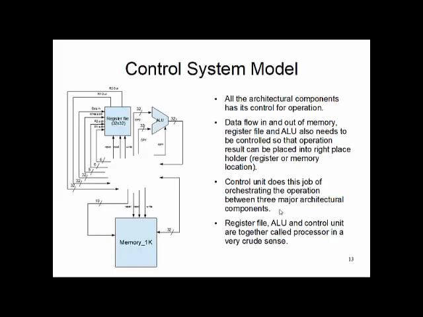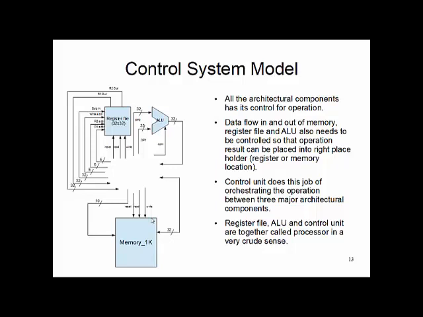Now let's discuss the control system model, which is a very important part of any computing system. This subsystem orchestrates the operation between the ALU, memory, and register file, the other three major components in a computing system. We already know about this system and have studied it. We know about the ALU and how its inputs and outputs look. We know about the register file. We know about the memory and all its incoming and outgoing signals.